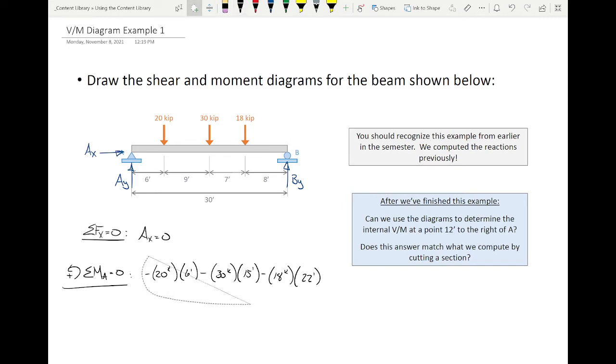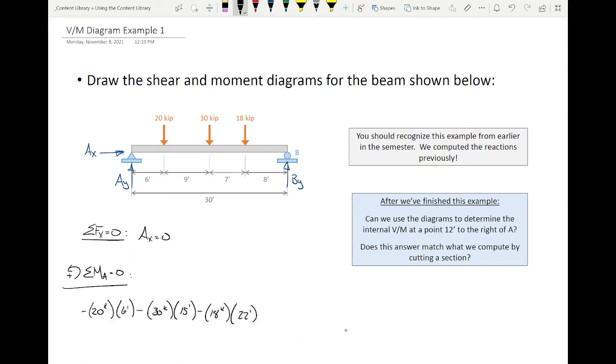Let me move this down a little bit because I'm going to run out of room. And plus BY times 30 is 0. So 20 times 6 is 120. 30 times 15 is 450. 18 times 22, I had to cheat on that one a little bit. That's 396. So that and that and that sum up to give you 966. That's negative.